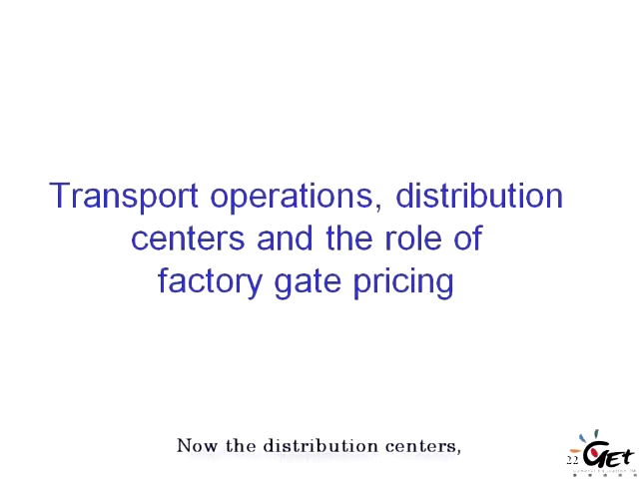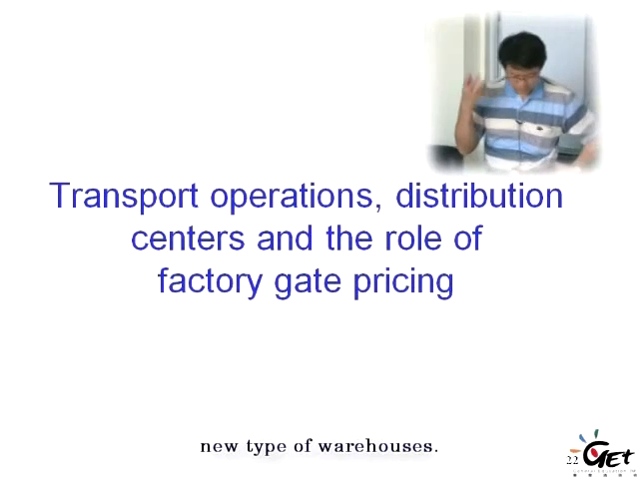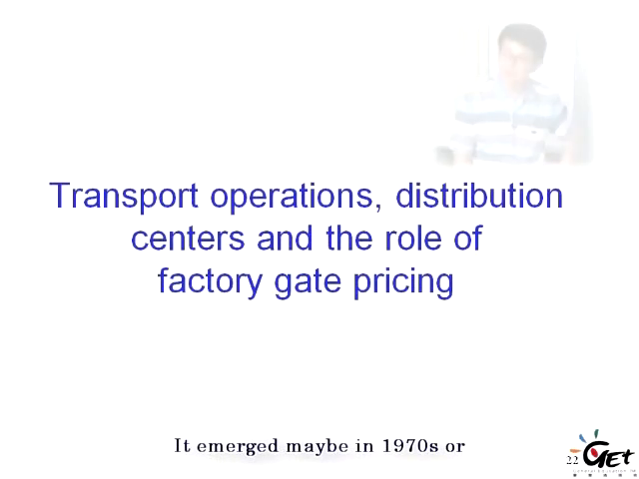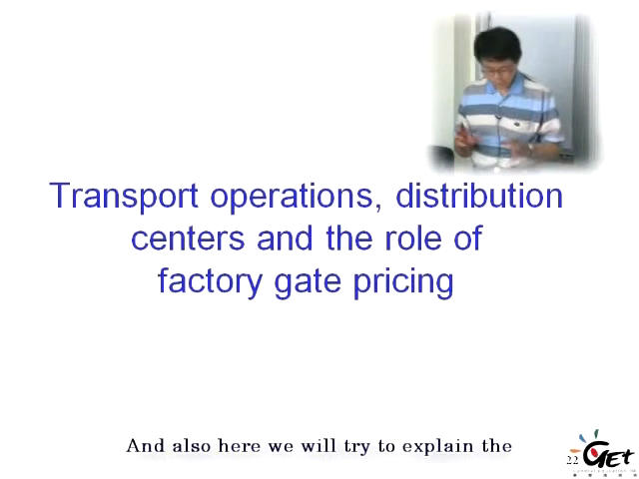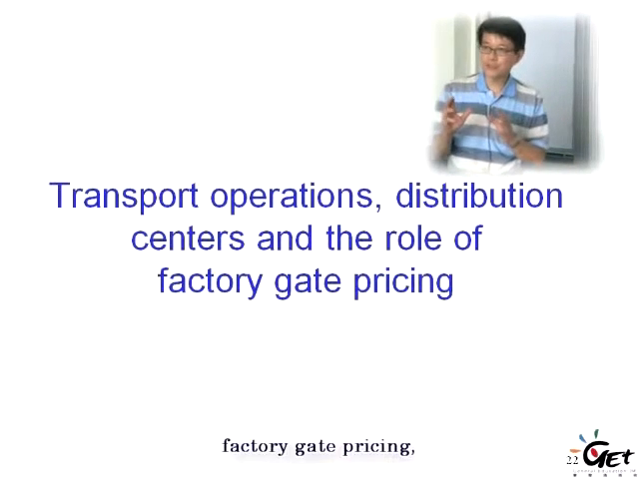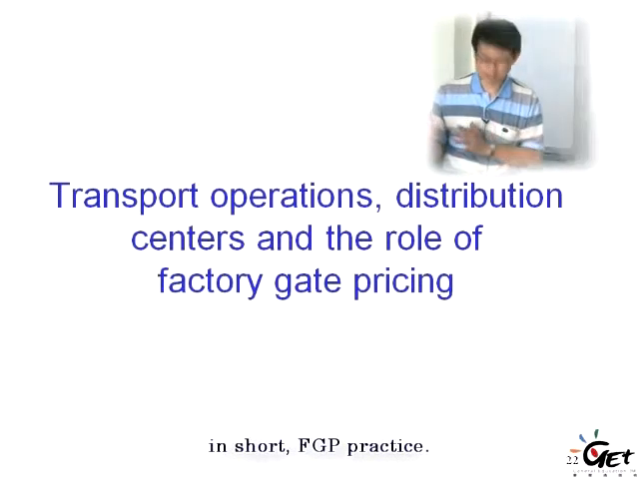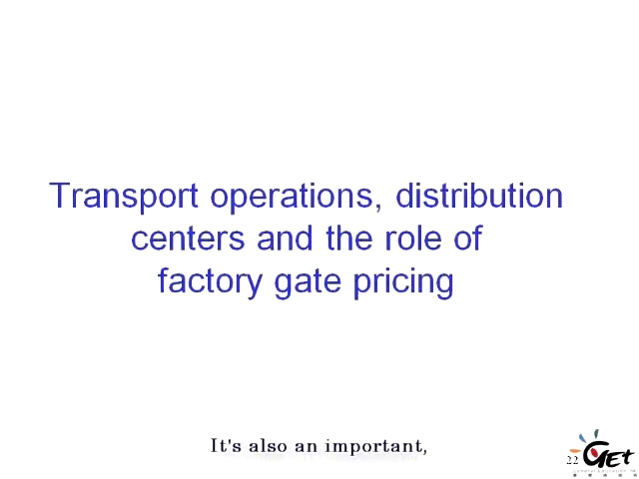Now, the distribution centers, DC in short, we're going to introduce. It's not really a new organization, a new type of warehouse. It emerged maybe in the 1970s. And here, I will also try to explain the factory gate pricing, FGP in short, practice. That's also an important and popular practice nowadays implemented by retailers.